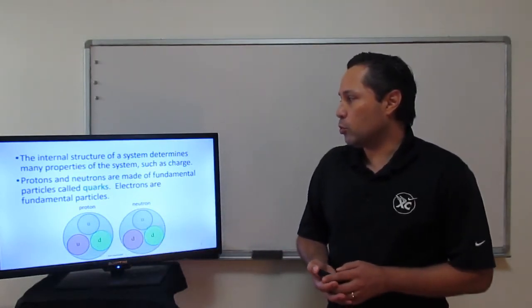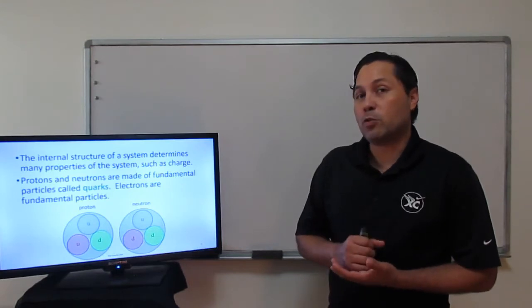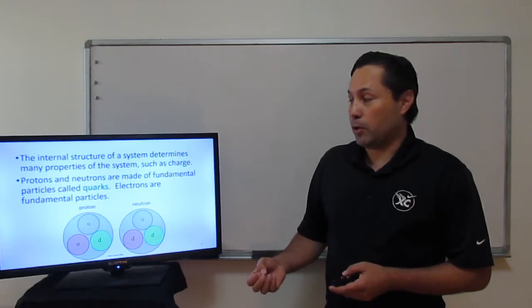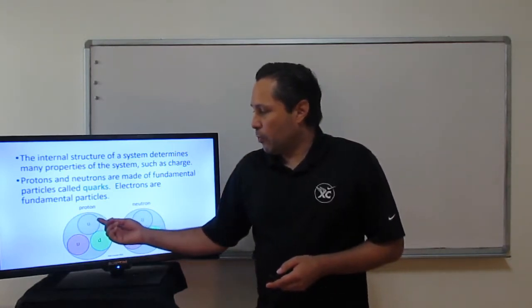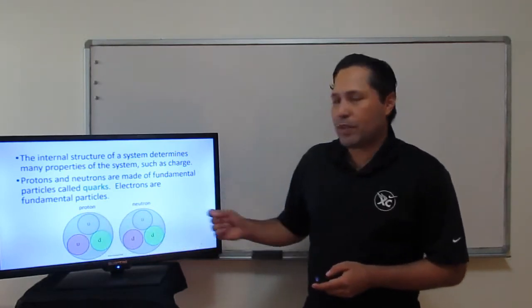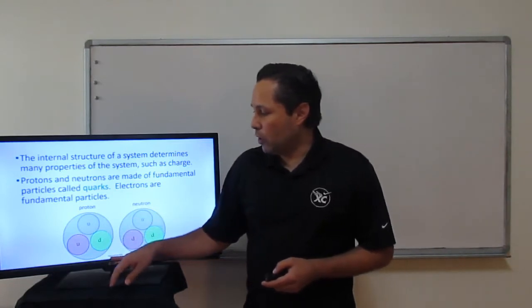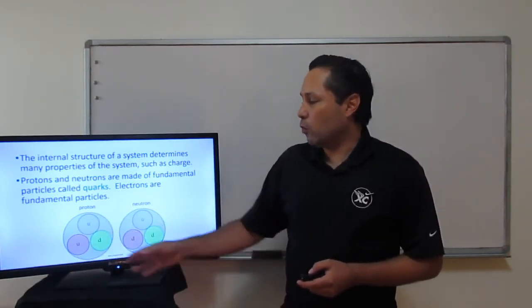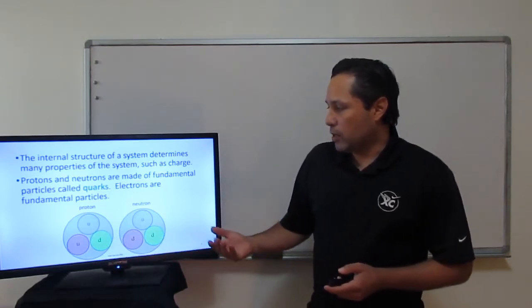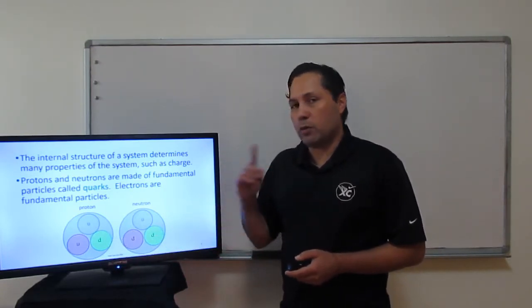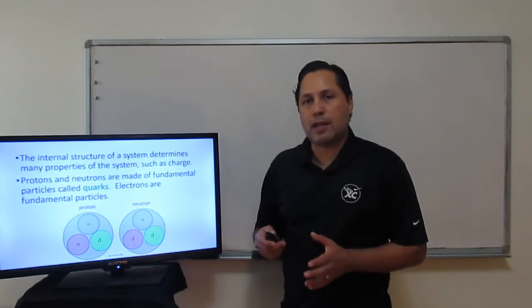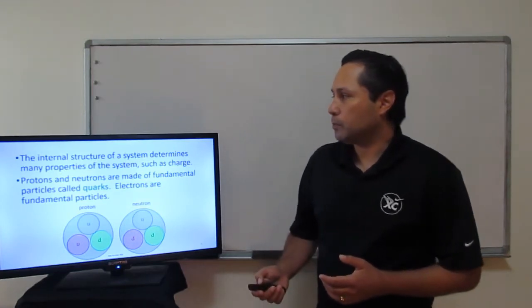Protons and neutrons are made of fundamental particles called quarks. Electrons are a fundamental particle. A proton has three quarks. Same thing for a neutron. For a proton, though, we'll have two quarks that are labeled as up and one that is down, whereas neutrons will have only one quark that is up and two that are down. So that gives them the slight difference in behavior.